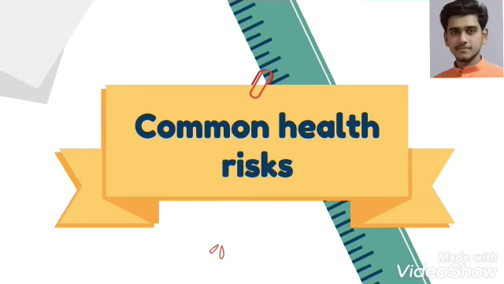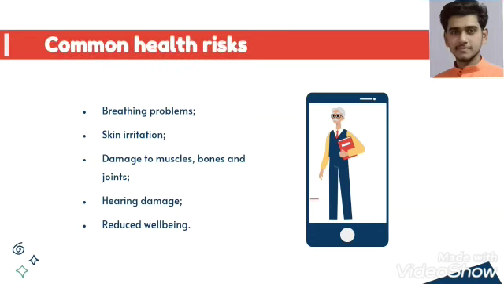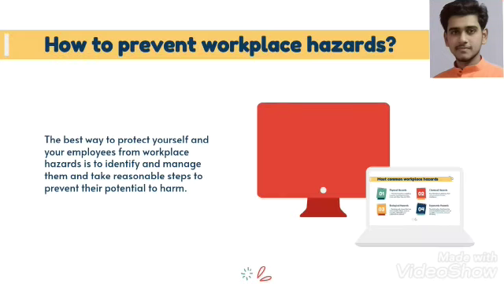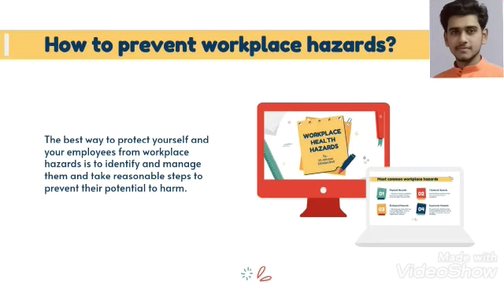The next topic which we are going to see is the common health risks caused by these hazards. The common health risks are breathing problems, skin irritation, damage to muscles, bones, and joints, hearing damage, and reduced well-being. Next, how can we prevent the workplace hazards? The best way to protect yourself and your employees from the workplace hazards is to identify them and take reasonable steps to prevent their potential to harm.